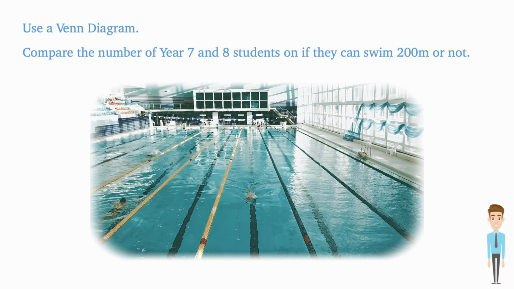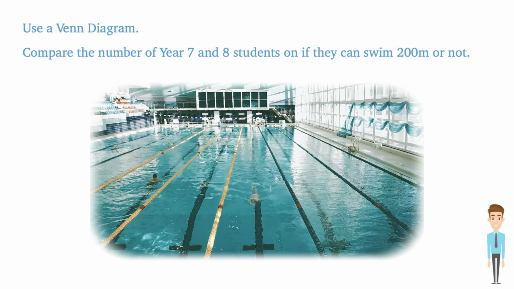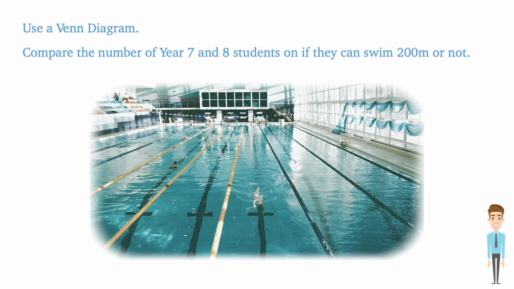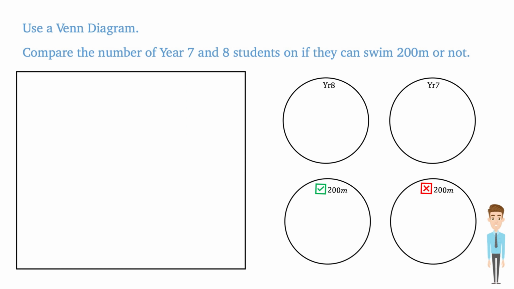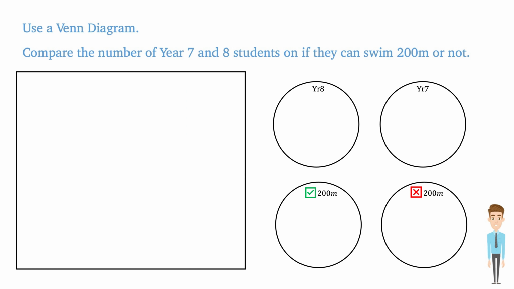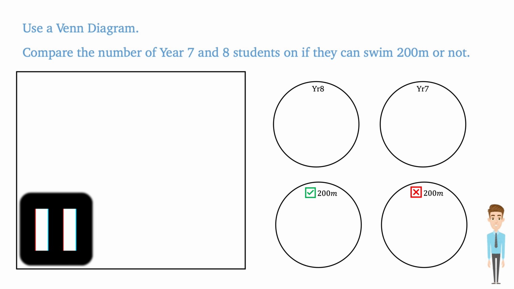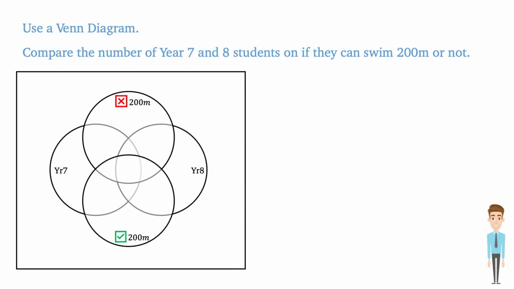Imagine if we needed to compare the number of Year 7 and Year 8 students on if they could swim 200 meters or not. Can you draw a Venn diagram representing this scenario? Pause the video and give it a go. You may have created something like this.